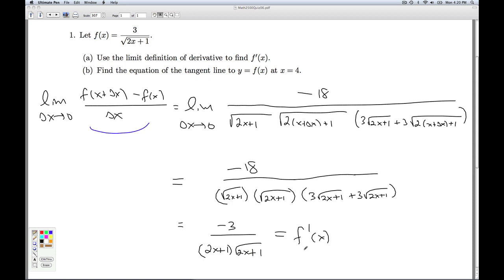So this, folks, is f prime of x. And you'll notice it exists anytime x is greater than negative 1/2. That actually matches our original domain. That'll do it for part A.